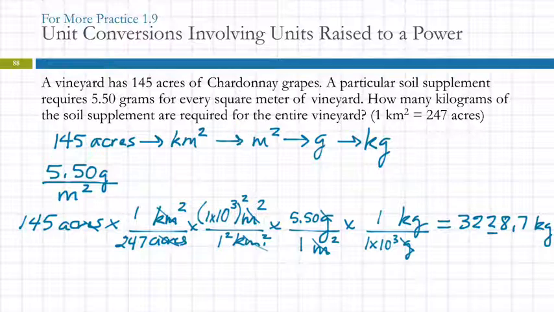Did you get that answer, 3,000 something? I did divide by 1,000. 3,228. Mm-hmm. You didn't get that? 0.7, I got that. You got that?